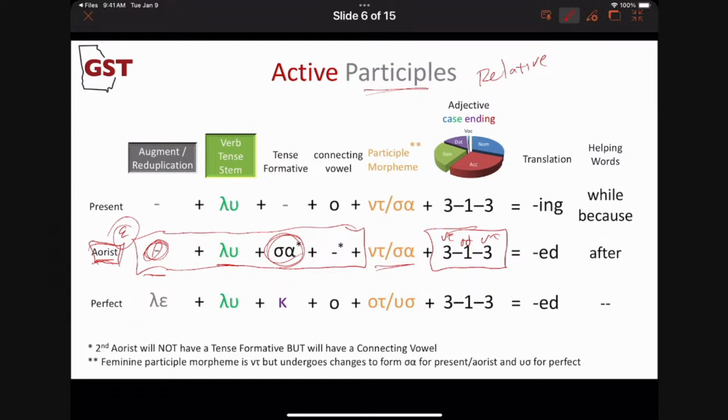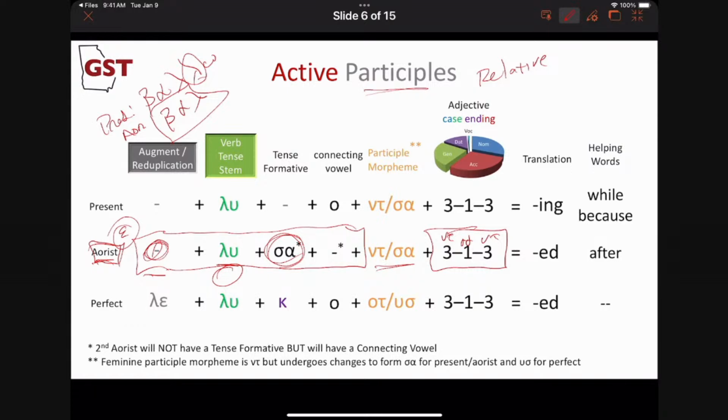It does not have the tense formative because the tense stem right here will be the determining factor instead of, like, the present tense, right? The aorist would use the root, the actual root, where the present adds something to it. So it's going to use a different tense stem, or a different root for that tense stem. That's how you know it's the second aorist, okay?